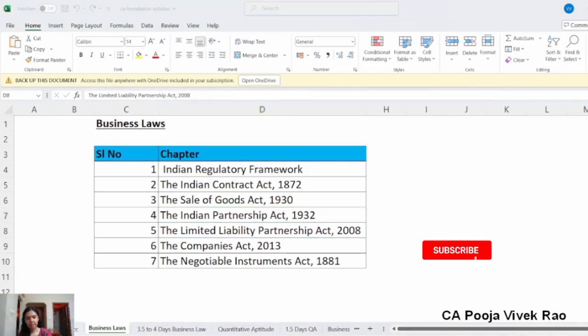Next, the Limited Liability Partnership Act. From this chapter, one question will be there and it will be a direct theory question. Then you have the Companies Act. The weightage for this is 15% to 20%. Then you have the Negotiable Instruments Act. From this chapter also direct theory question and case scenario questions will be there.